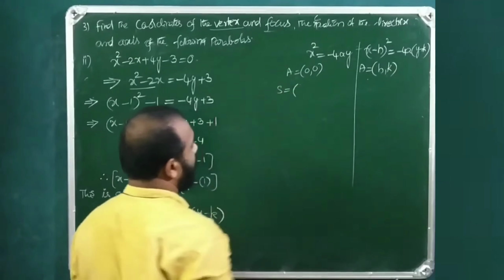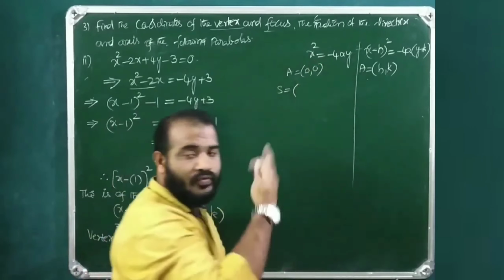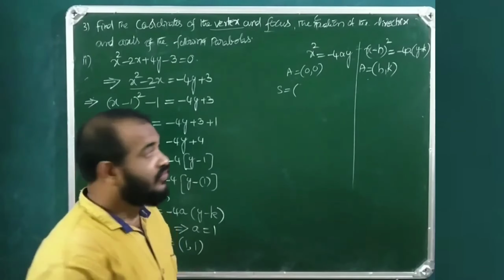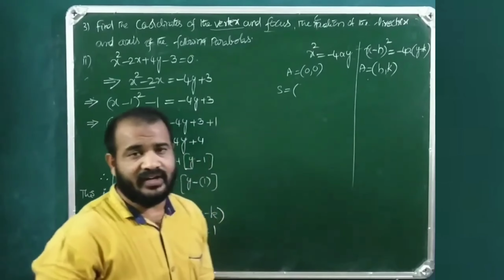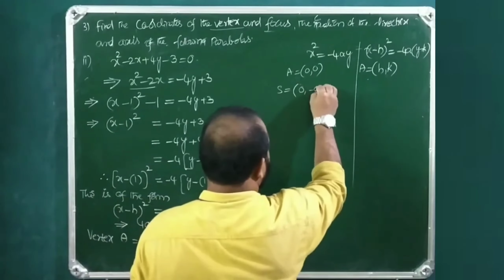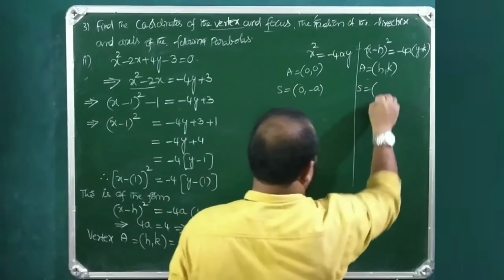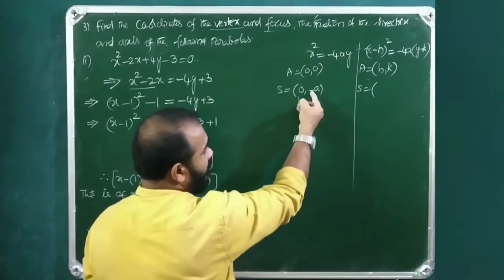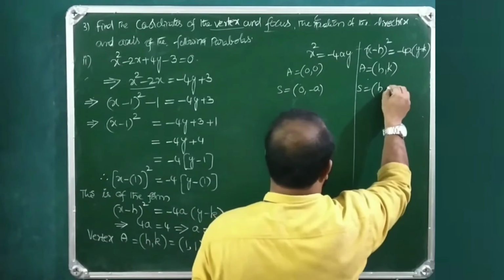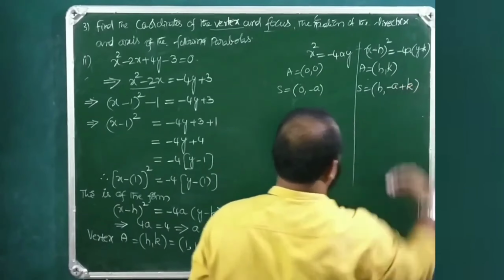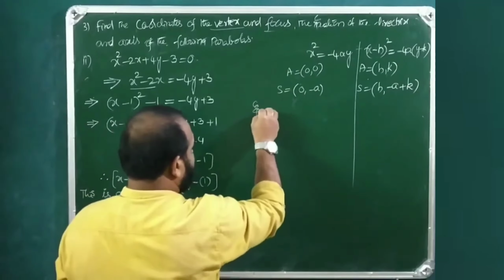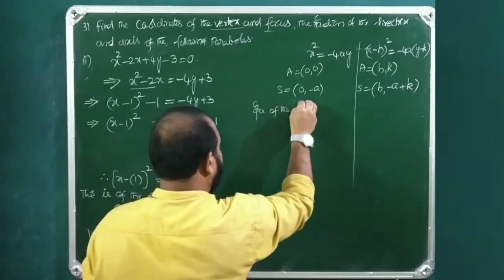Focus S: for x square equals 4ay, the focus is 0 comma a. But for x square equals minus 4ay, it is 0 comma minus a. Here S is equal to, with 0, h will be added, with minus a, k will be added. So this is equal to h comma minus a plus k. Next, equation of the directrix.